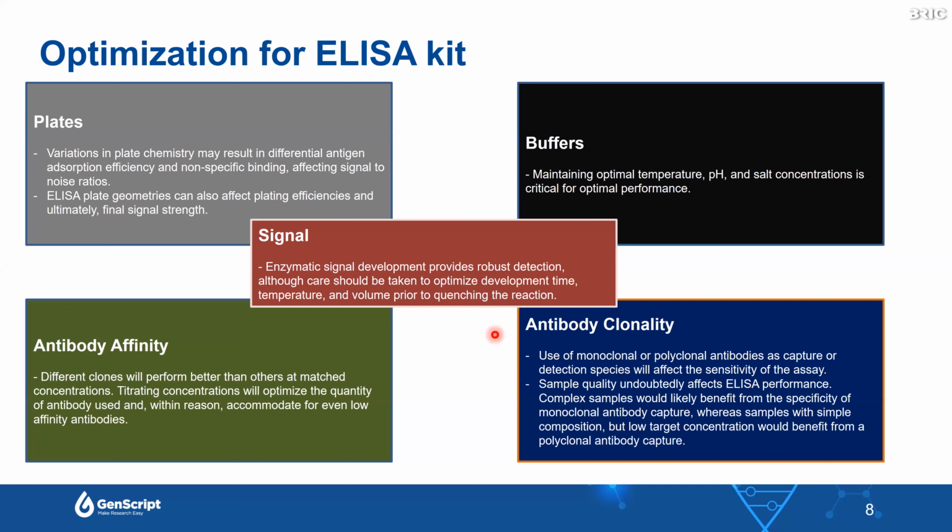Lastly, the enzymatic signal development provides robust detection. Time, temperature, and volume need to be optimized prior to the quenching reaction. Short time with low temperatures may reduce the signal generation. However, long incubations with high temperature will increase the noise. Volume is limited by the well size, and it must be consistent and optimized throughout the study.